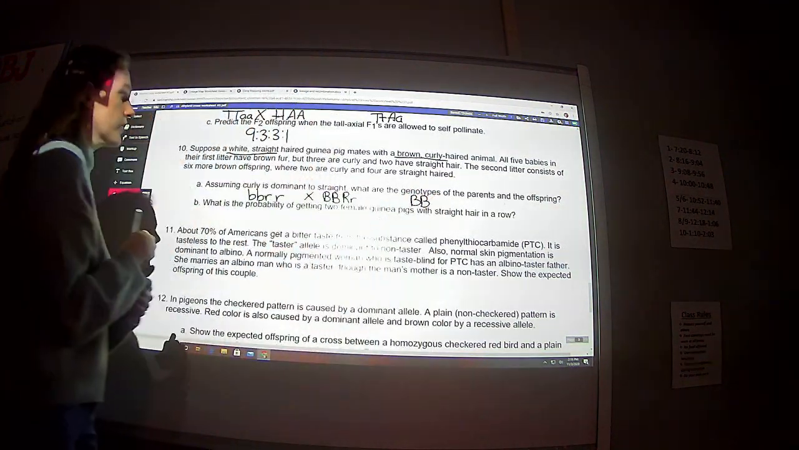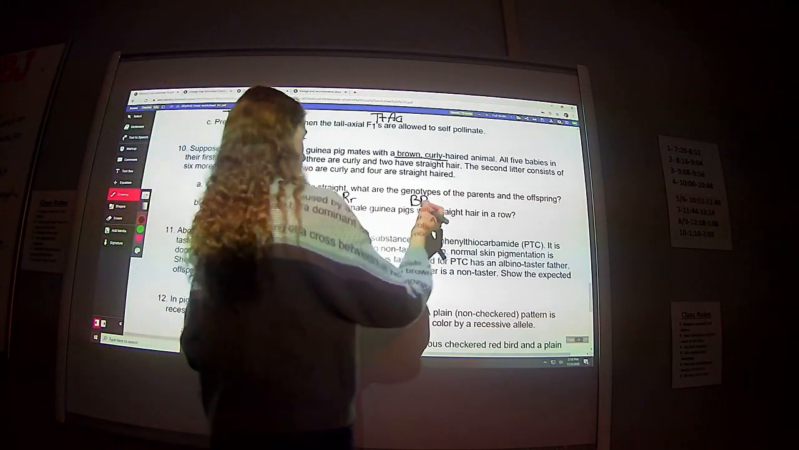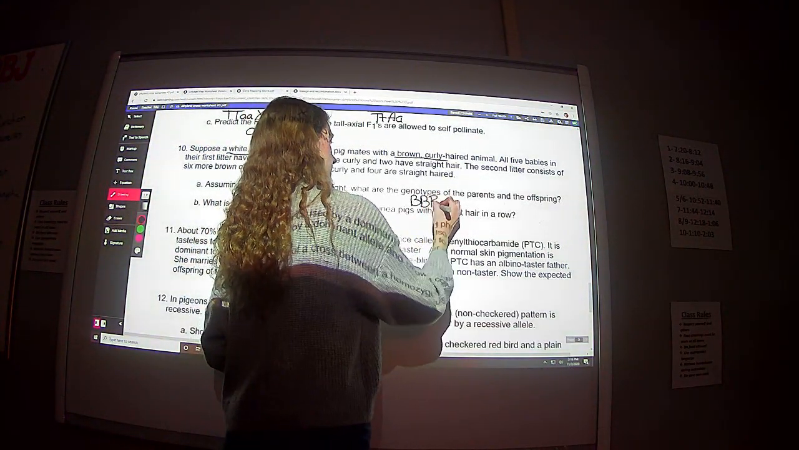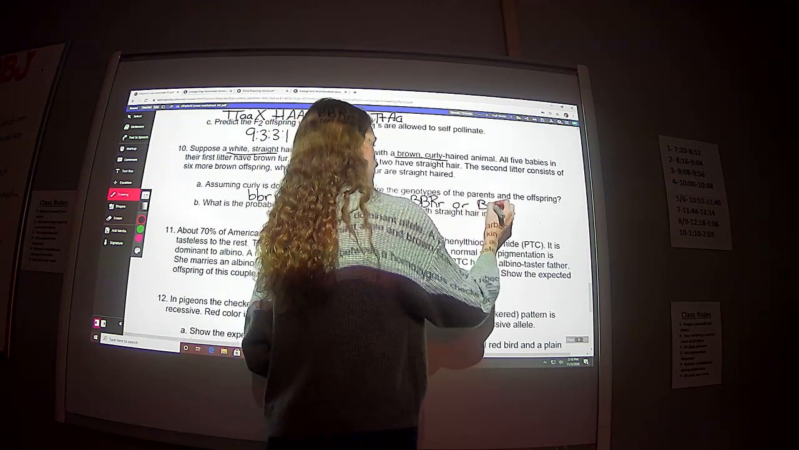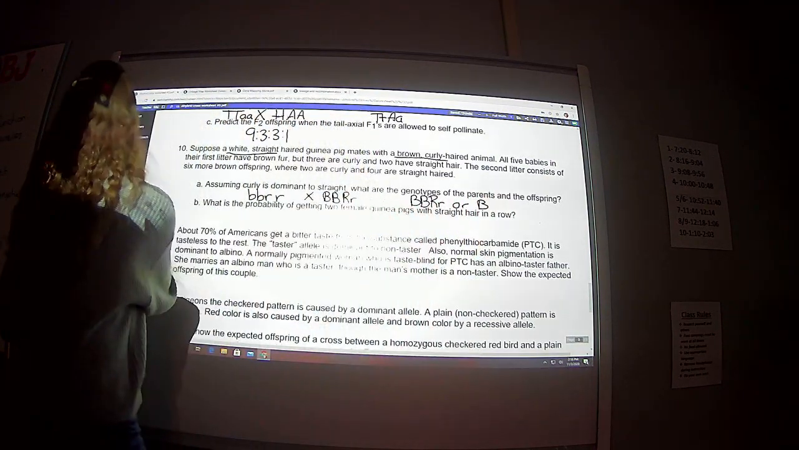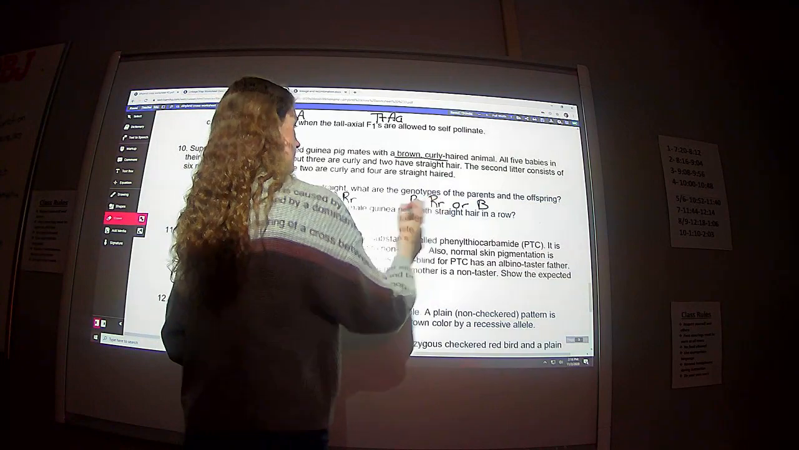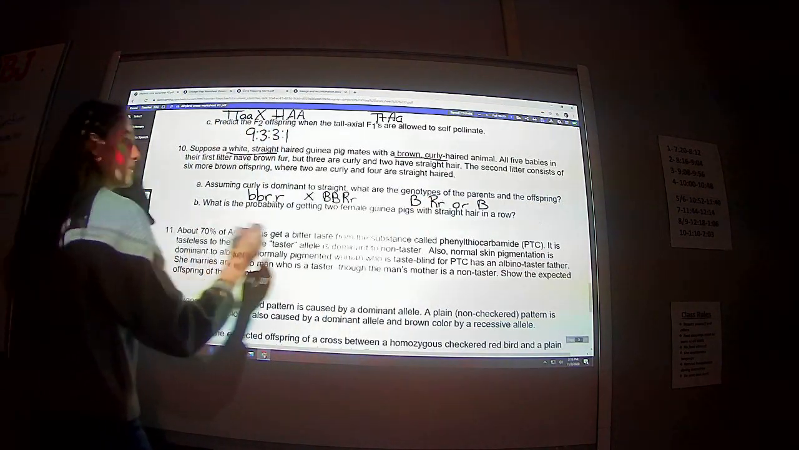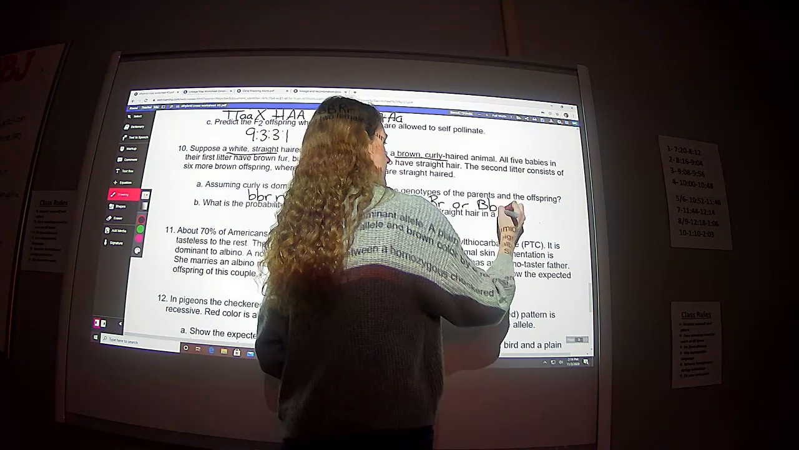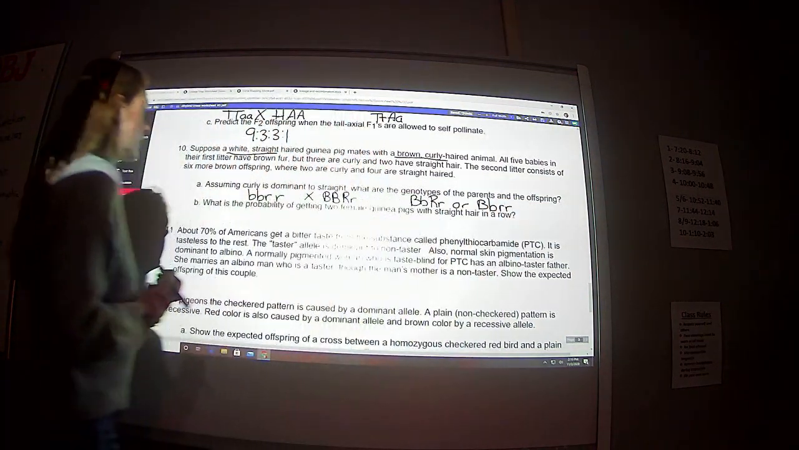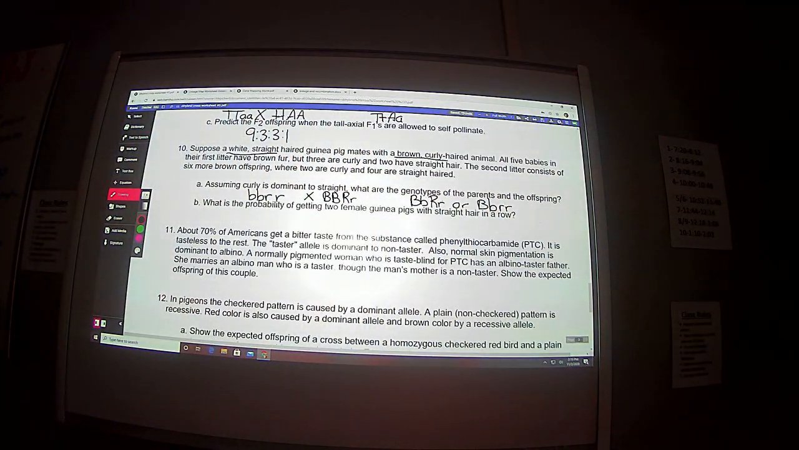And they could either have curly hair or straight hair. So they would have either been heterozygous for the hair, or they would have been capital B, heterozygous for browns, heterozygous, and lowercase for the straight hair. Those are 2 options. What is the probability of getting 2 female guinea pigs with straight hair in a row?